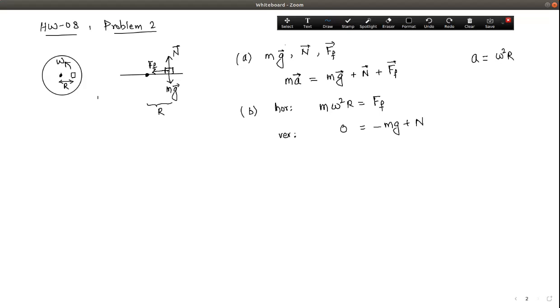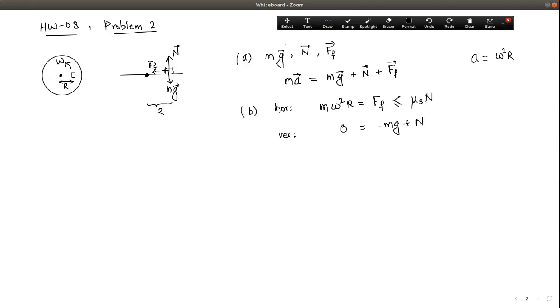Since the mass does not accelerate in the vertical direction, the acceleration in that direction is 0 in this case. The force of friction also has to be less than or equal to mu s times the normal force. So let me first answer the question in part B. It's clear from here that what provides the centripetal acceleration is the force of friction.